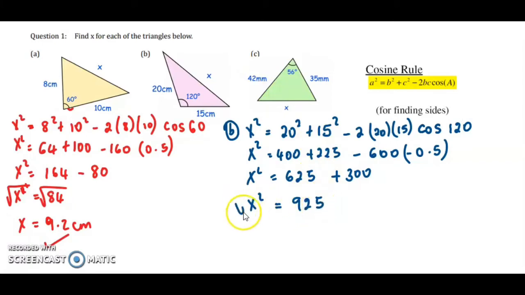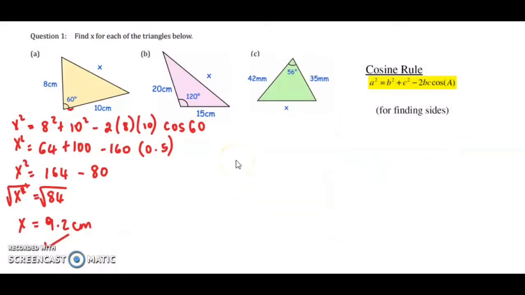Remember, to get rid of the square, we square root both sides. So now we're going to say the square root of 925, 1 decimal place, we're going to get 30.4. And it is in centimeters. So the measurement for x in the question B is 30.4 centimeters.